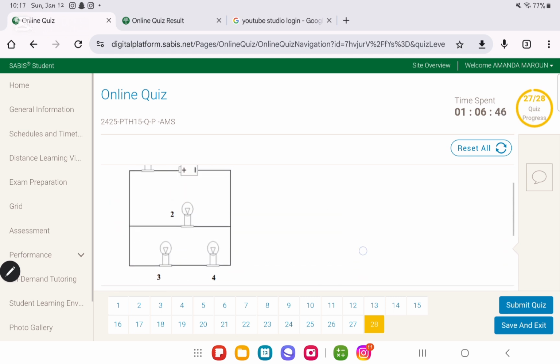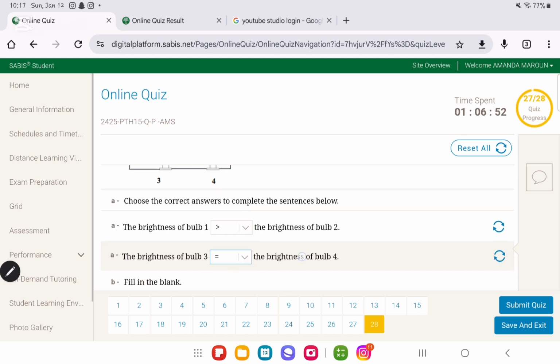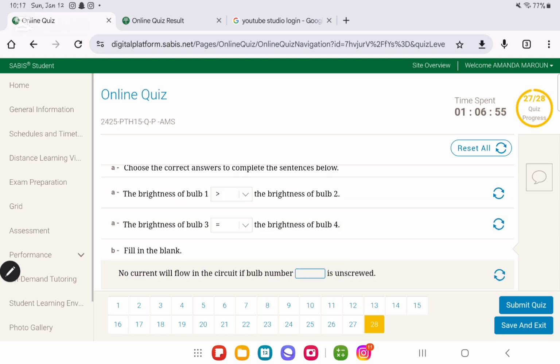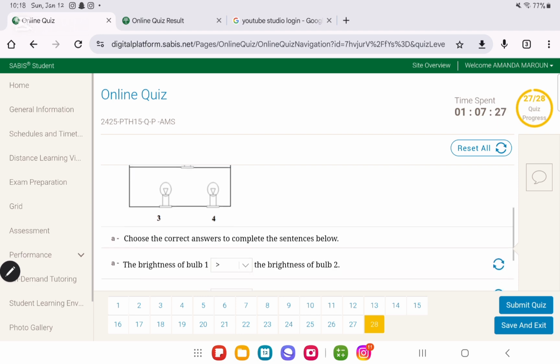Now the brightness of bulb 3 and 4, since they are in series, okay, they're both going to receive the same current, so it's going to be equal brightness. And then finally, no current will flow in the circuit if bulb is removed. So the whole purpose of the current is that it will continue from the positive side to the negative side, no matter which path you choose. So if you remove 2, it's gonna go like this and reach the negative side. You remove 3 and 4, it's gonna go like this and reach the negative side. However, if you remove 1, it's gonna stop here and it's an open circuit. So the only bulb that you remove and it will cause the circuit to completely not work is bulb 1.